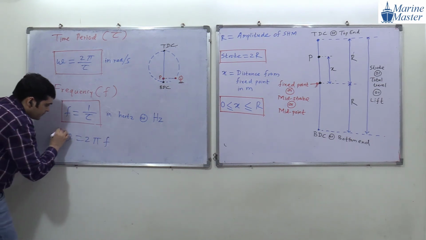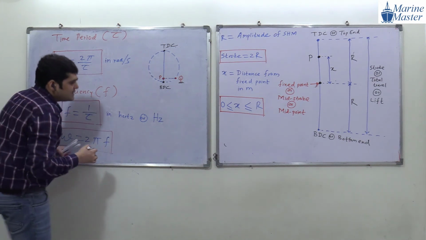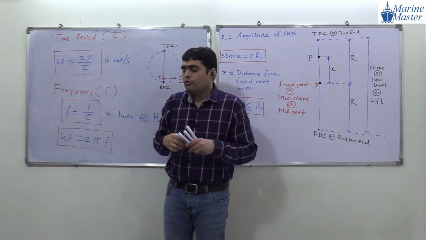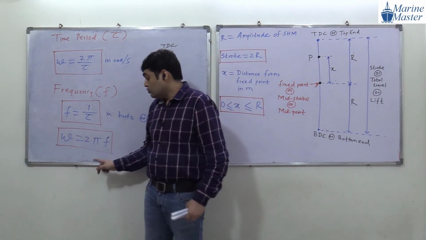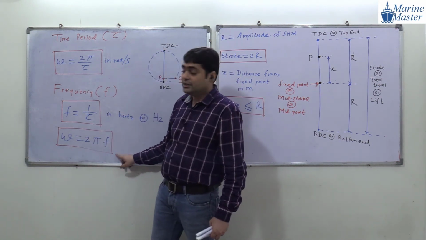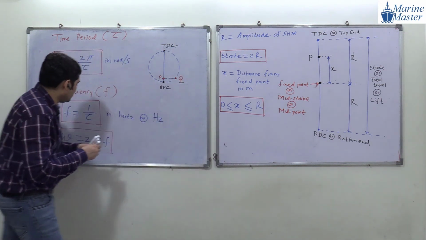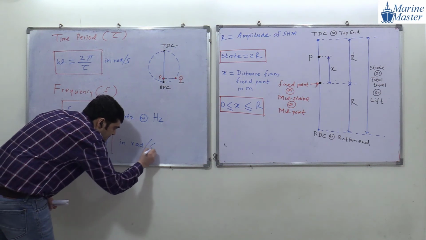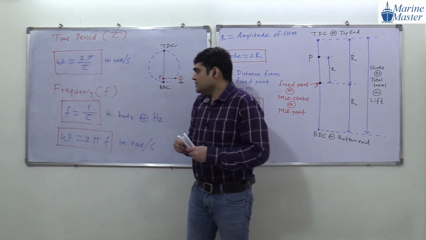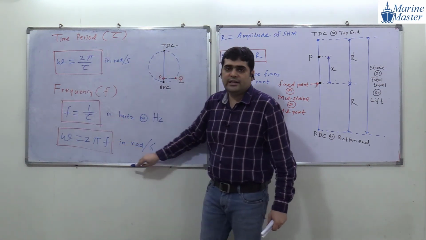Frequency. So sometimes in numericals, instead of time period, they will give frequency, and from frequency we have to find out omega. So for that we have to use this relation. Okay, anyone have any doubt in this discussion? And what will be the unit of omega? Omega is in radian per second. So everyone, please write down this relation and complete this point.